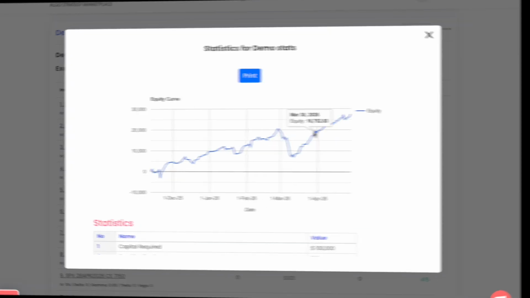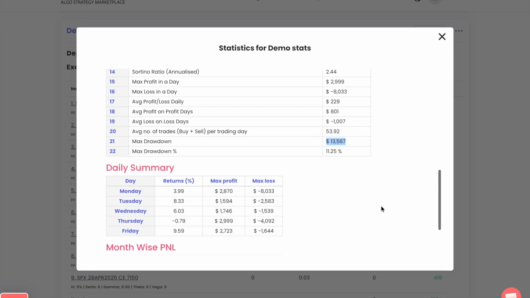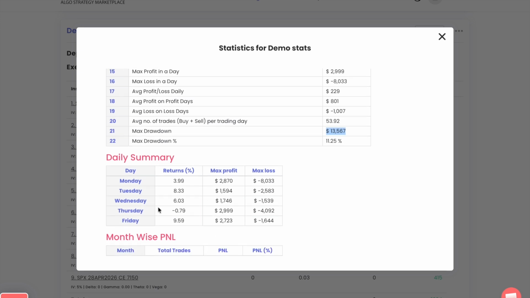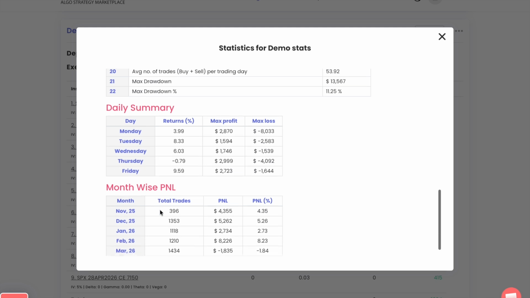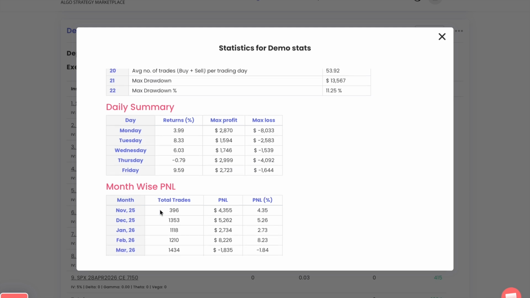Now, moving to day-wise performance, you might notice that certain days, like Mondays, tend to underperform. This is actually a very useful insight. You can experiment by skipping those days and see how the performance changes. This approach is called filtering, and it's one of the simplest ways to optimize a strategy.